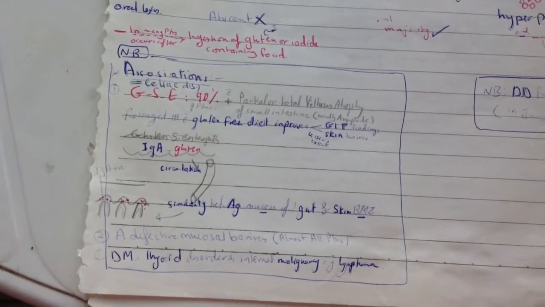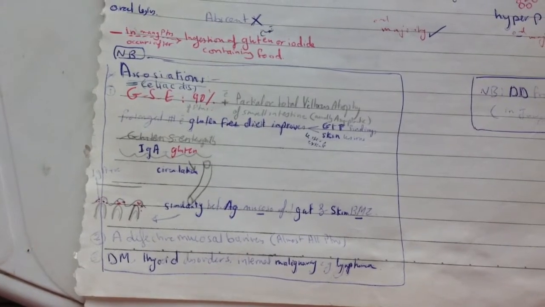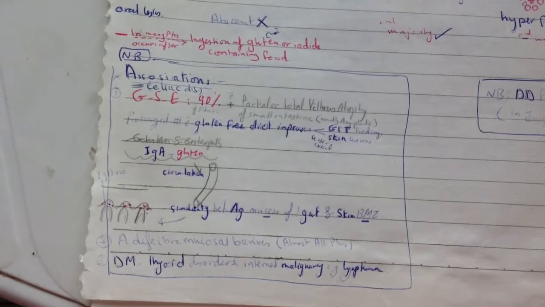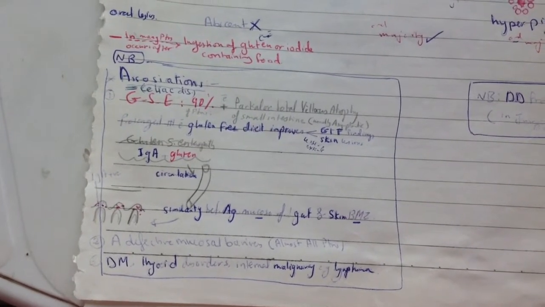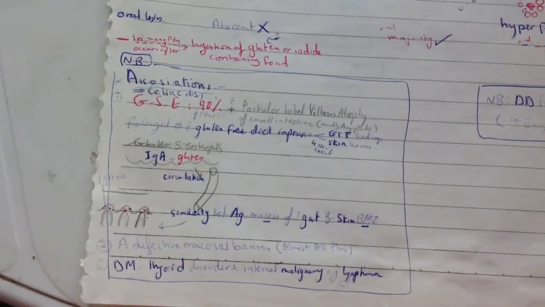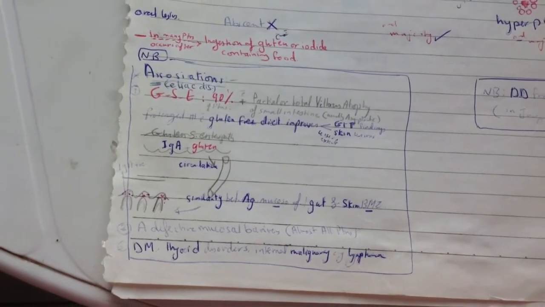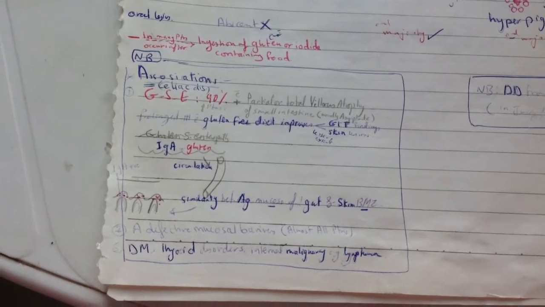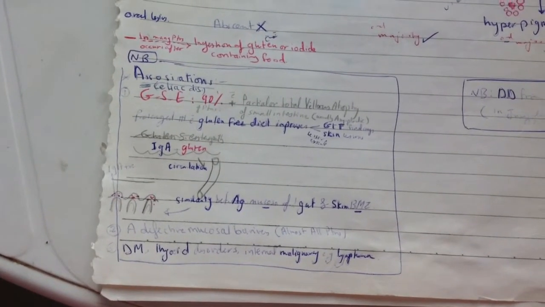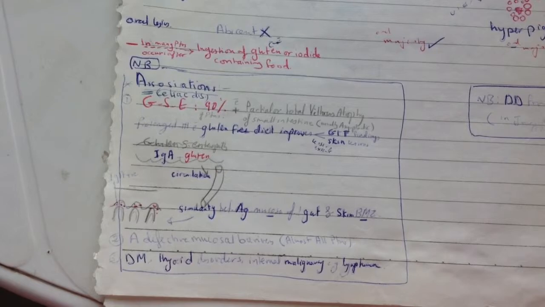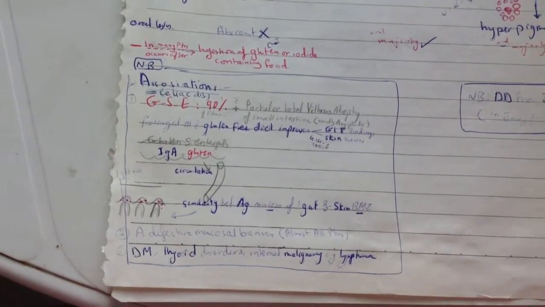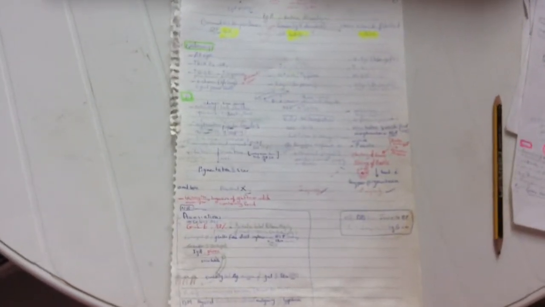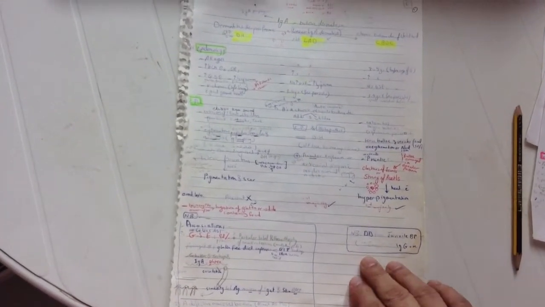So there is also another association, a defective mucosal barrier, in almost all patients, and also there is sometimes diabetes mellitus, thyroid disorders, and internal malignancy such as lymphoma. These are the associations with DH: gluten-sensitive enteropathy, defective mucosal barrier, and some chronic diseases like diabetes, thyroid disease, and malignancy such as lymphoma. This is the clinical picture of the immunoglobulin A bullous dermatosis.